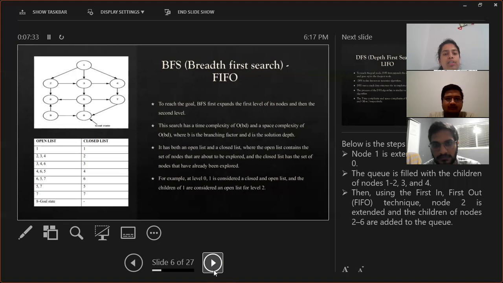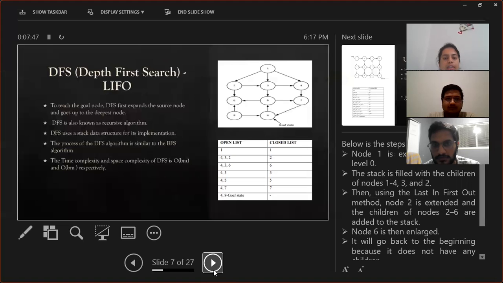The queue is filled with the children of nodes 1, 2, 3, and 4. Then, using the first in, first out technique, node 2 is extended and the children of node 2, 6, are added to the queue. So this is all about the breadth first search, which follows the FIFO model.